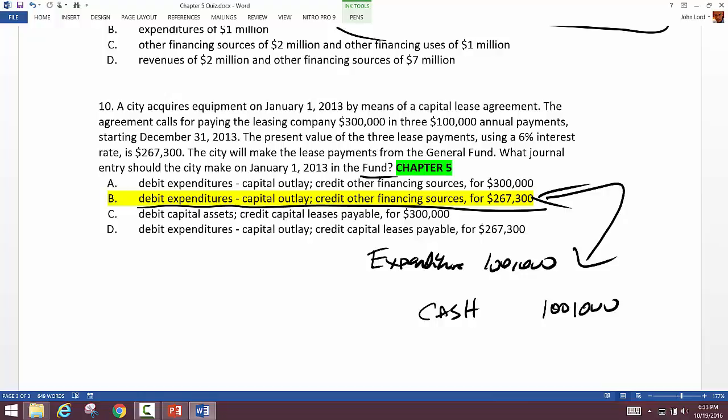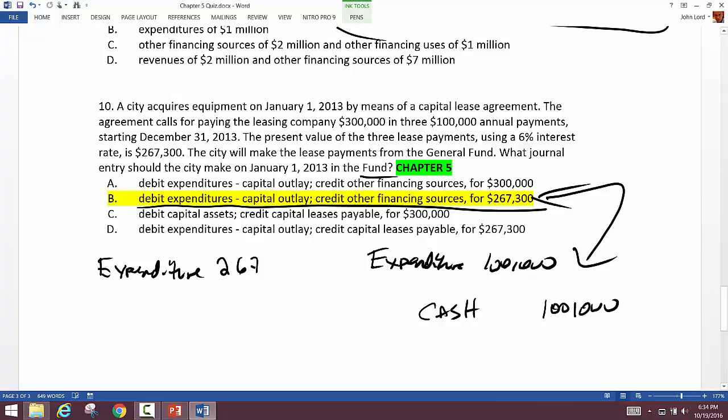Here, fund balance goes up $267,300 by the other financing source. It goes down $300,000 by the amount of the expenditure, right? Okay, remember, we're under modified accrual accounting here. When I acquire a capital asset like a piece of equipment, what do I debit when I acquire equipment? Expenditure. So I debit expenditure for the present value of the lease payments, which was this.